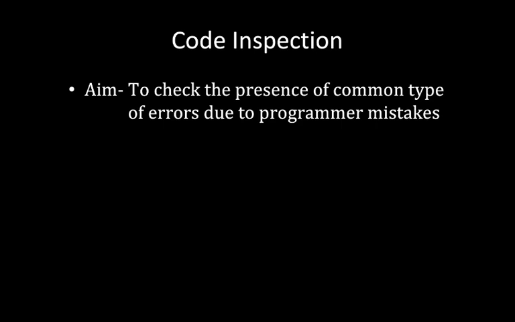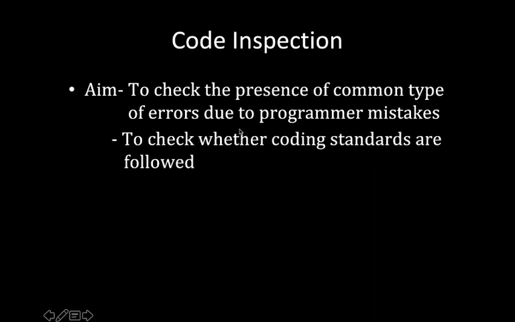Those mistakes will be listed out by the company. There will be some common types of mistakes, and those will be listed out by the organization. There may be 10 or 20 types of programmer mistakes, and it will be given as a checklist. This checklist will be given to the team, and the team will see whether any of these mistakes are there in the code. So here we try to find out the common types of errors due to programmer mistakes, and we check whether coding standards are followed.